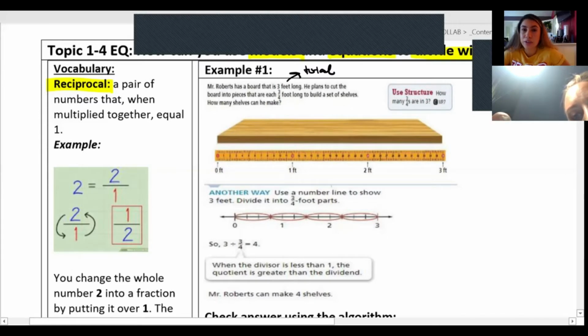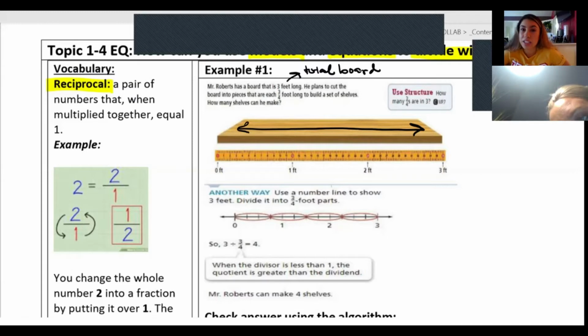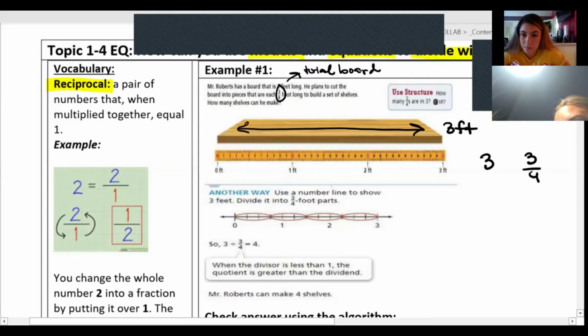All right, so let's look at this 3 feet long. That's how, in entirety, how long the entire board is. And Mr. Roberts wants to cut this board into pieces that are each 3/4 of a foot long, right? And he wants to use as much of the board as he can. So we need to know how many pieces he can build to build some shelves, okay? And how many shelves can he make? So our two values that we need to look at are 3 and 3/4, okay? And we want to know how many 3/4 are in 3 feet. All right, so we have our total, which is 3, and our pieces, which is 3/4.